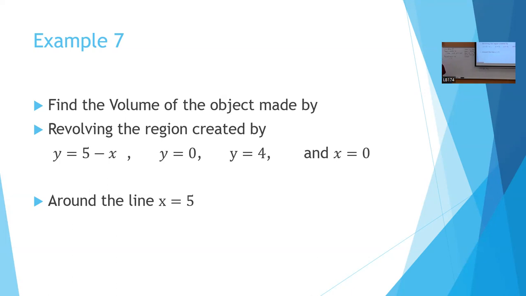I want you to try this on your own. I'll give you some time to do that. y equals 0, x equals 0, that's the x and y axis, so that's nice. y equals 0 is the x axis. x equals 0 is the y axis. y equals 4.